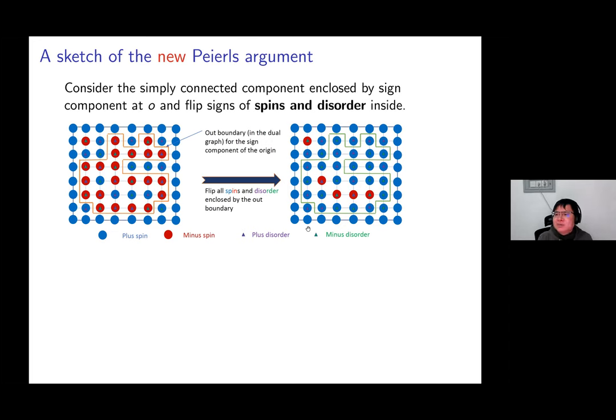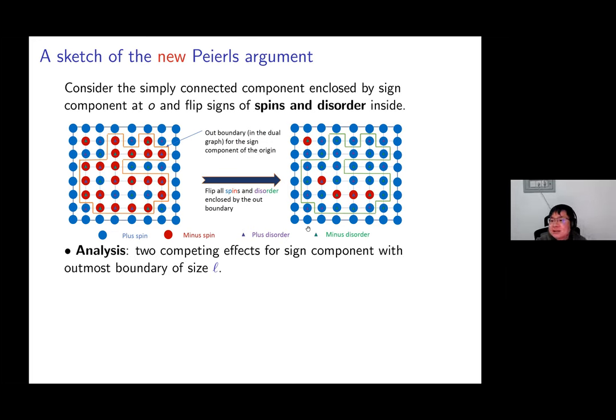So now, when I apply the Peierls argument, when I apply the flip mapping, not only do I flip the sign of the spins enclosed by the orange boundary, but I also flip the sign of the disorder enclosed by the orange boundary. So you see, this is showing the picture. Now we analyze this mapping. Again, we want to analyze the change of probability and also the multiplicity, right? Since the sign of the disorder is also changed, the interaction of the spin and the disorder before and after the flipping, they're the same.